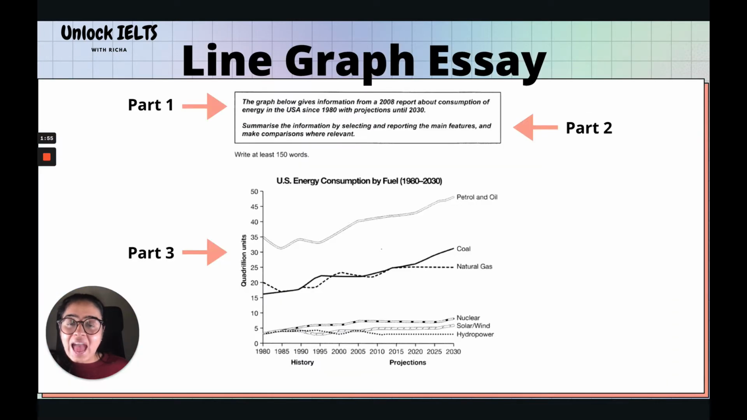the academics paper. As you can see on the screen, this is a sample example for the line graph essay for your IELTS Writing Task 1. The question has got 3 parts. Part 1 is all about the introductory information of the question. It involves the information included in the axes, time period and other details. Part 2 tells you what you are supposed to do with all the information given in the question. As it states, you need to summarize the information by selecting and reporting the main features and make comparisons where relevant. And the third part of the question is always the graphic. In this case, we have the line graph.